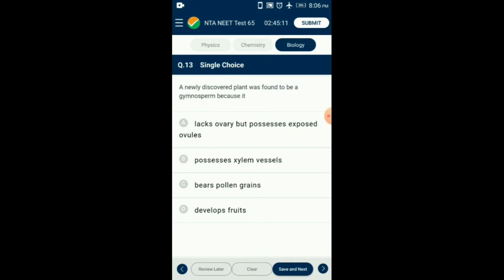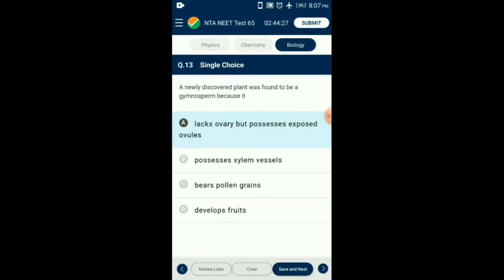Question number 13. A newly discovered plant was found to be a gymnosperm because... The word gymnosperm is derived from the Greek word gymno, meaning naked. Thus, gymnosperms are naked seed-bearing plants in which seeds are not present inside fruits, as gymnosperms are non-flowering plants in which ovules are borne directly on megasporophyll. Thus, ovules remain exposed before and after fertilization. So, the answer for this question is option A. Gymnosperms do not have ovary but possess exposed ovules.